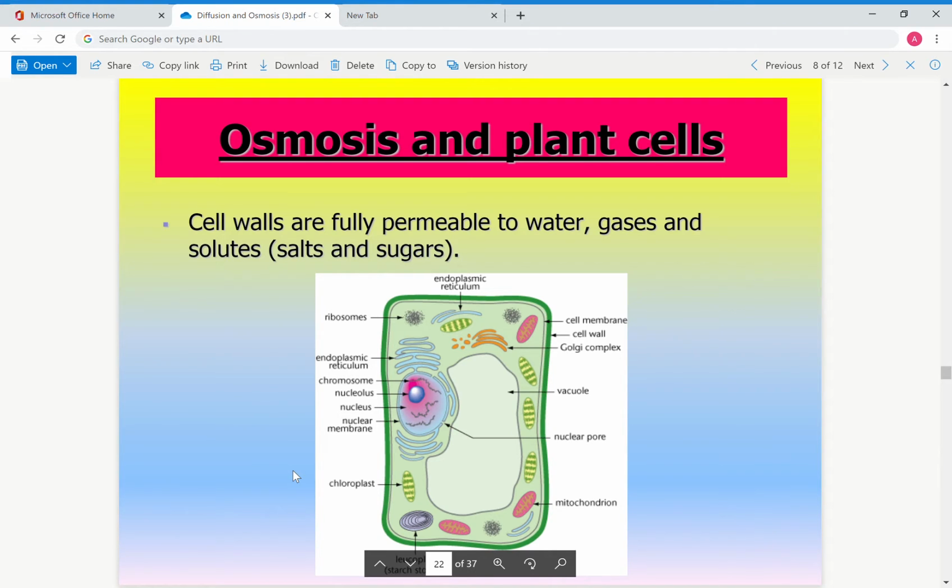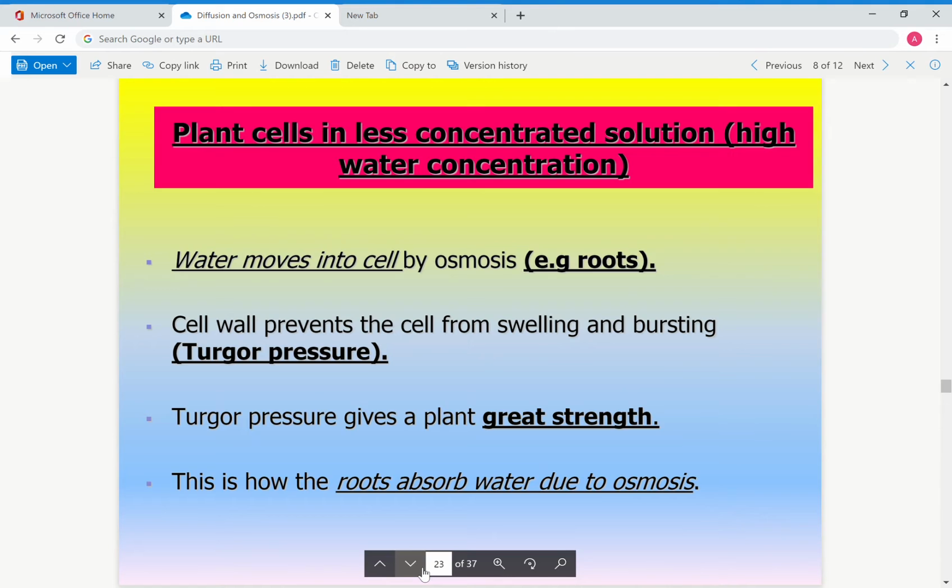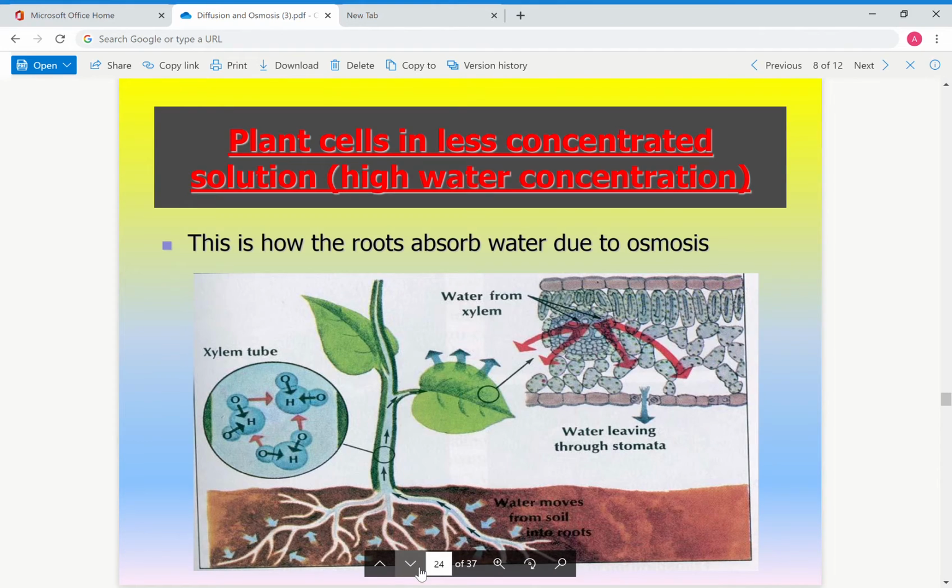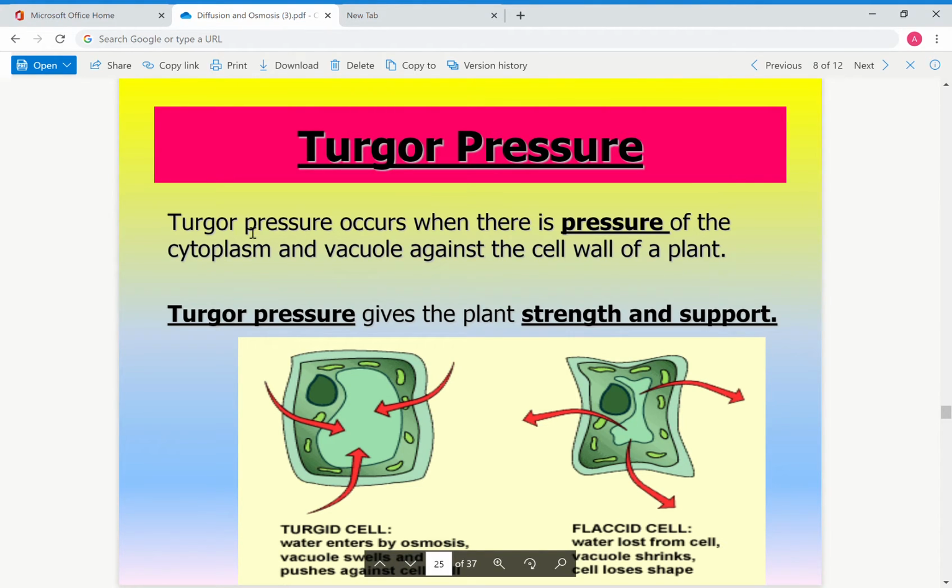Now, the main issue here is that the cell wall will actually provide a level of support when the plant gains water. And that is called turgor pressure. Turgor pressure occurs when there's pressure in the cytoplasm and vacuole against the cell wall of the plant.